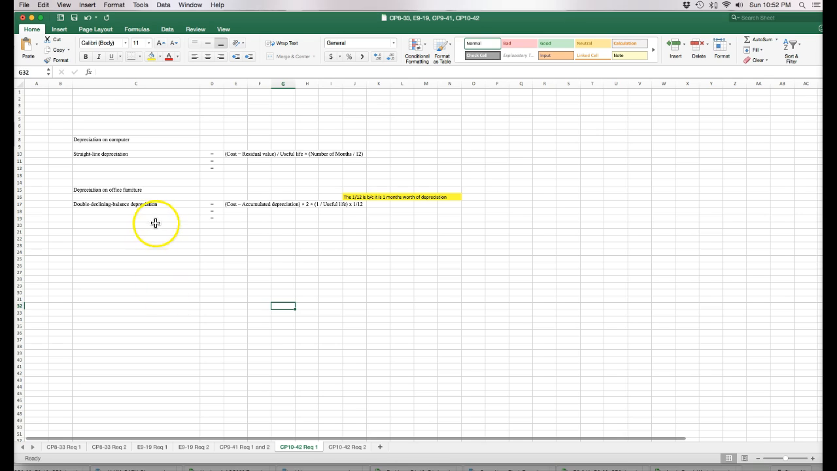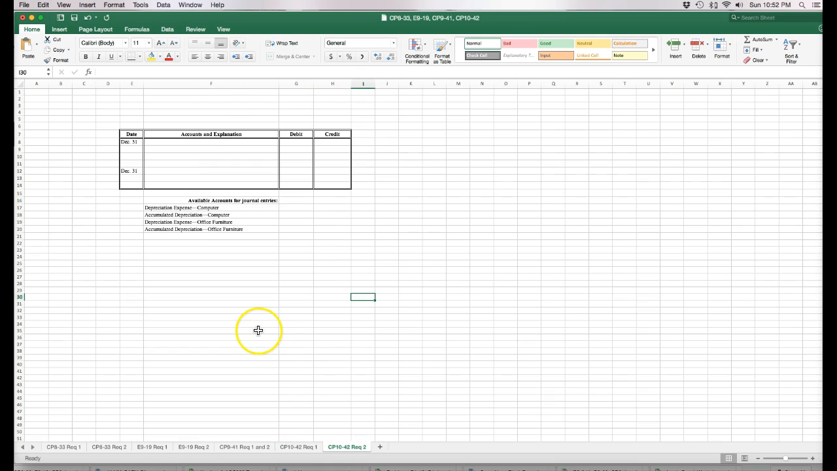So we just basically do a straight line, and there's the formula of what you use for straight line, and here is the formula of what you use for double declining balance. So you just simply plug the numbers into both of those and come up with your depreciation expense, and then in the last requirement you do the journal entries for both.